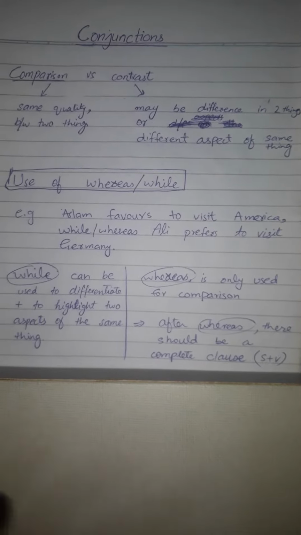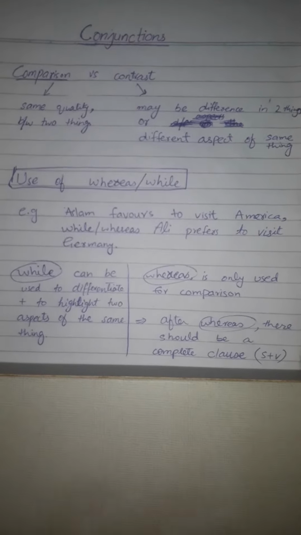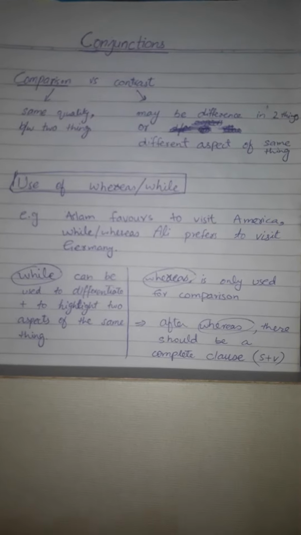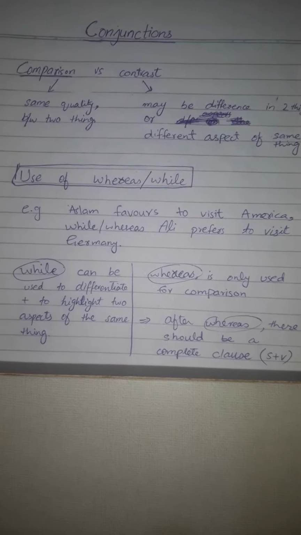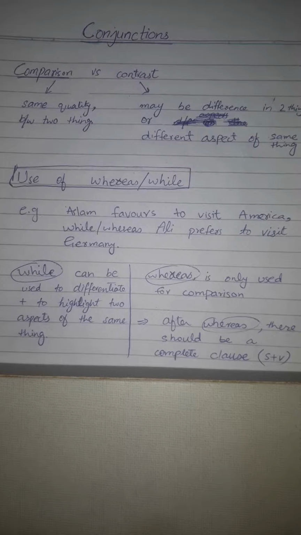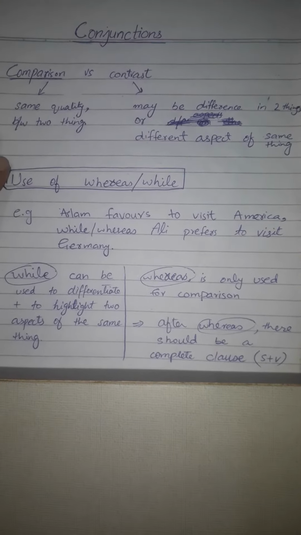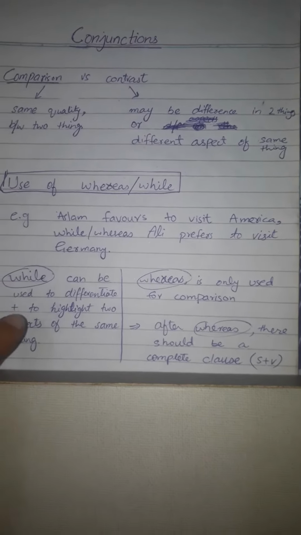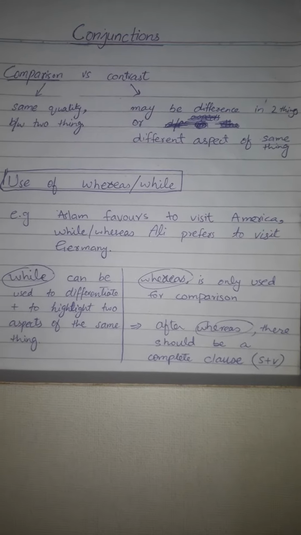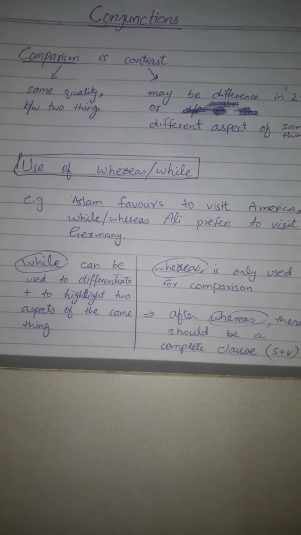Whereas is used when you are going to differentiate between two different bodies or things. Now while, it can be used to differentiate between two things, and while can also be used to highlight the two aspects of the same thing, right?